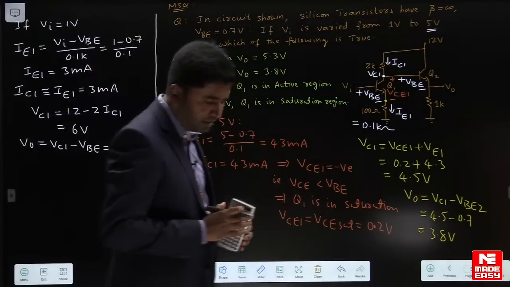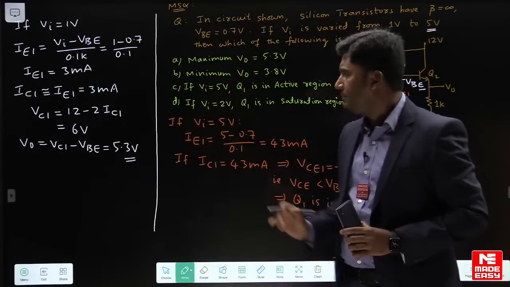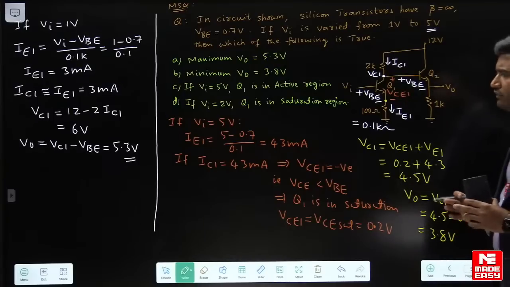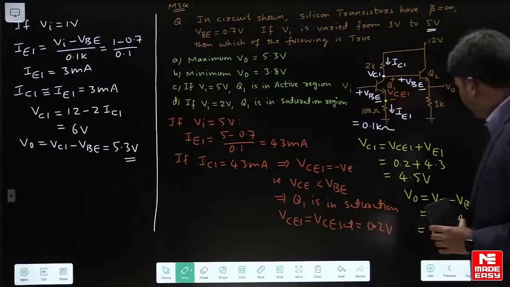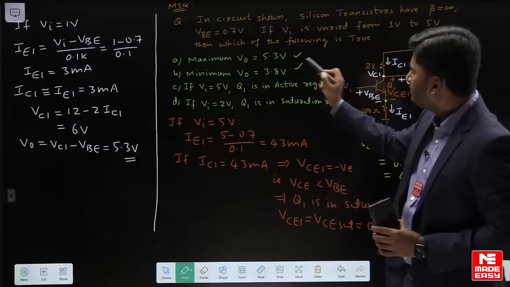So what we can conclude here is, when input is 1 volt, I am getting output 5.3, and when input is 5 volt, I am getting output 3.8. Therefore 5.3 is the maximum output here and 3.8 is the minimum output. So in this way option A and B are correct.